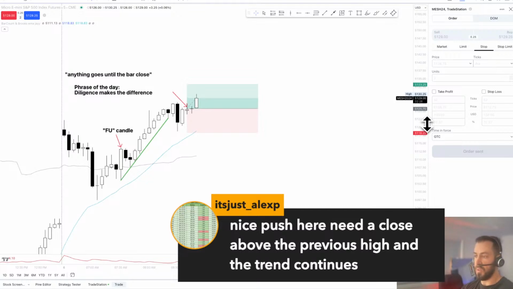Make decisions close to close. Why? Because the probability shifts close to close. If I'm trading the 5-minute chart, then I'm making decisions in 5-minute increments.